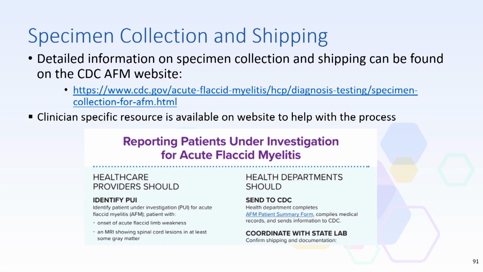We encourage clinicians to continue to be vigilant for patients with neurologic symptoms like those of AFM, and to collect specimens from patients suspected of having AFM as early as possible in the course of illness, preferably on the day of onset of limb weakness. Recommended specimens include CSF, serum, respiratory, and 2 stool specimens collected as soon as possible after onset of limb weakness and separated by 24 hours.